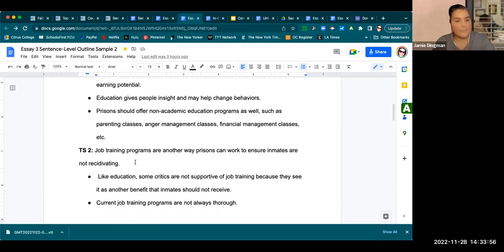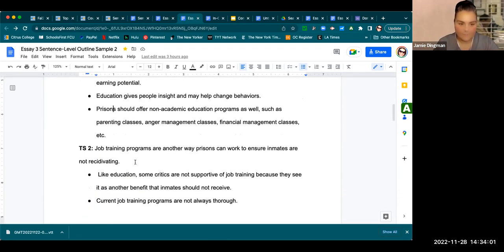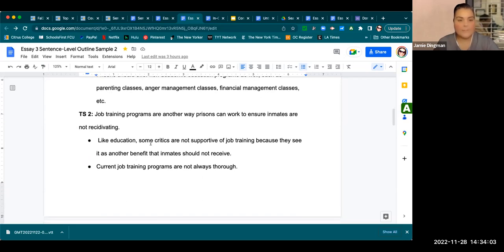Take a look at their second point, works very, very similar to what they did with the first point. So topic sentence number 2, again, needs to be a complete sentence, needs to be making claims. Topic sentence 2, job training programs are another way prisons can work to ensure inmates are not recidivating. Okay, good. Again, making a claim. Some people would argue that that's not true, right? So we're always looking to make sure that we're dealing with something that's actually arguable, and it is, and it's making a clear claim here.